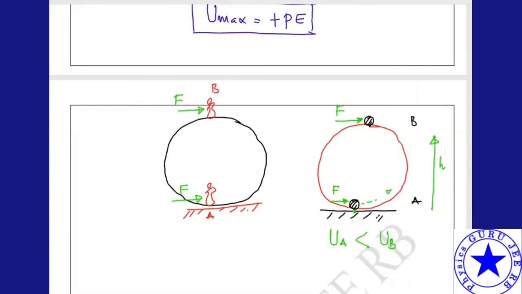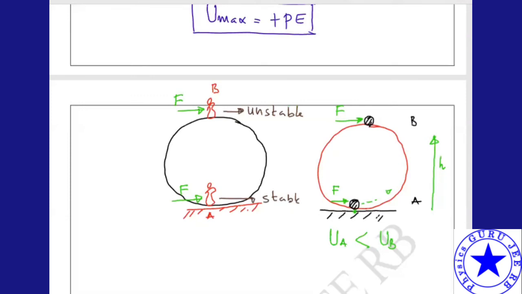Who is stable? A or B? So B is unstable. Hope it is clear. B is unstable, A is stable. Am I right? A is stable. So B is unstable, A is stable.